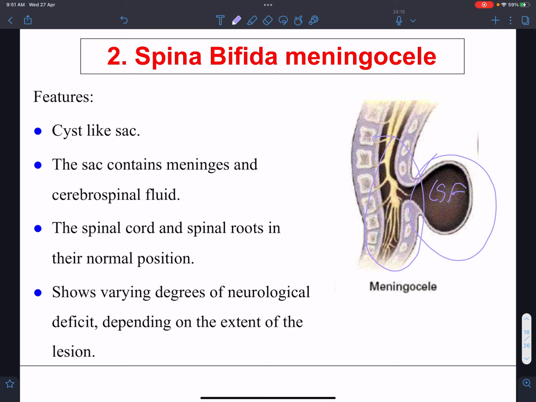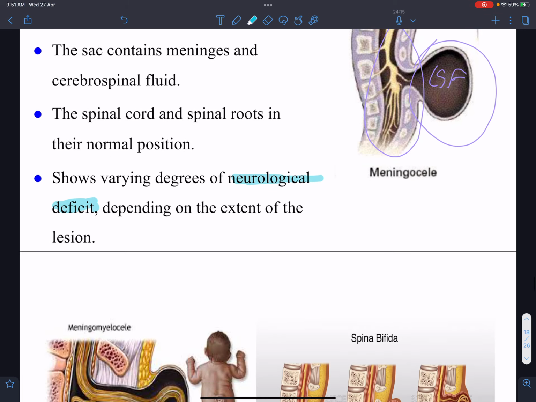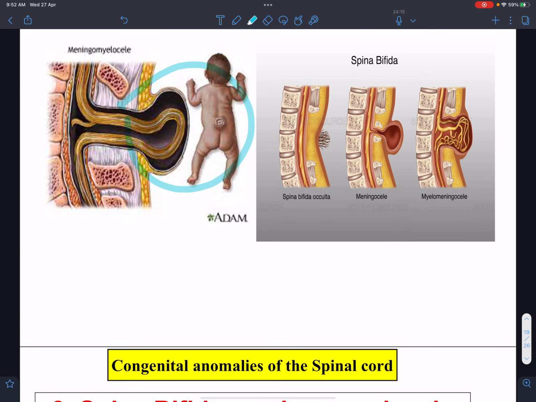And of course this can lead to neurological deficit. Why? Because it's in his back. Imagine the baby during pregnancy. His back is being compressed against the wall of the uterus. So this means if there's a sac, it can compress. It can lead to neurological deficit because there's compression against the wall of the uterus during pregnancy, right? Because it is a sac. So if there's neurological deficit, it can lead to paralysis. Okay, it can lead to paralysis. This is spina bifida meningocele, as we saw here.